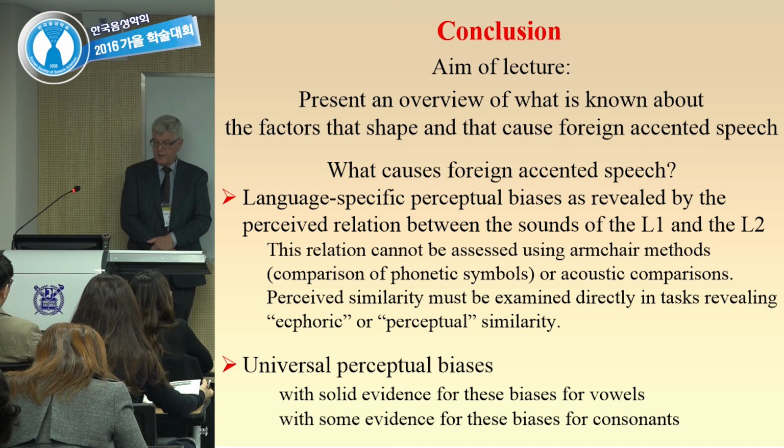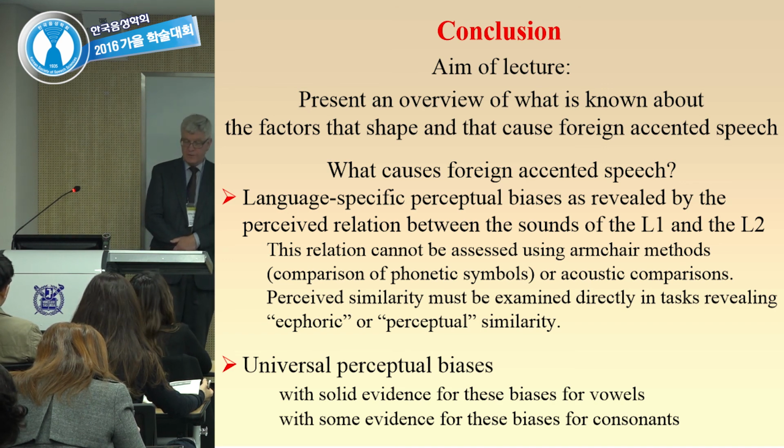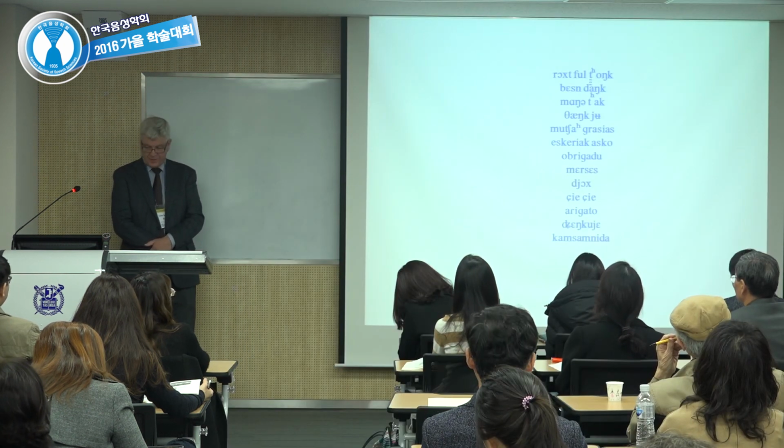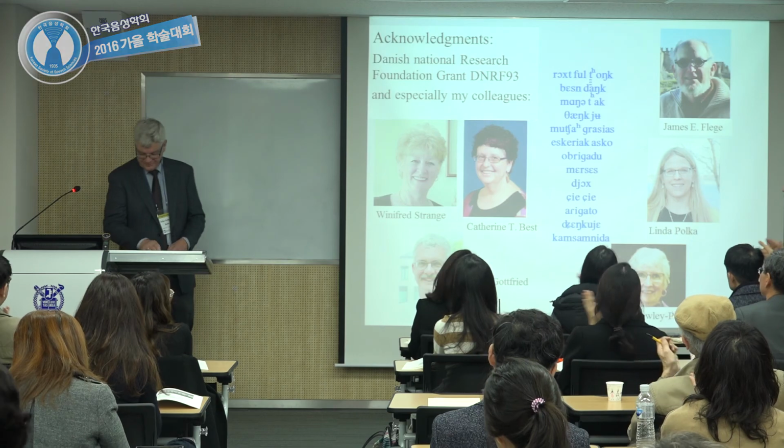There is solid evidence for these universal perceptual biases for vowels, which has been well researched by now, with infants, with adults, with adolescents, and some evidence for these biases for consonants. And that's all.